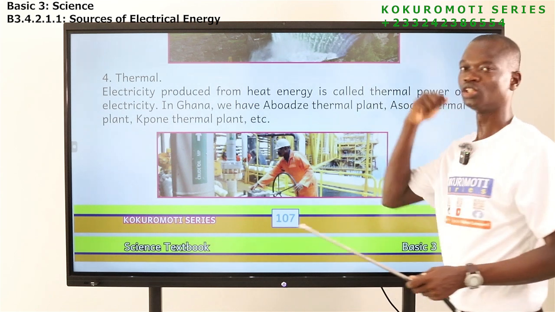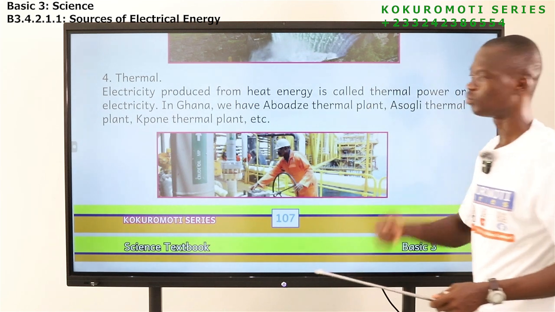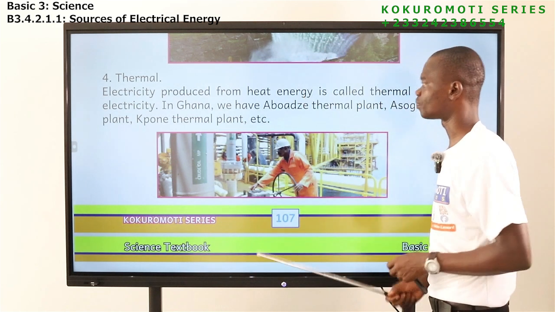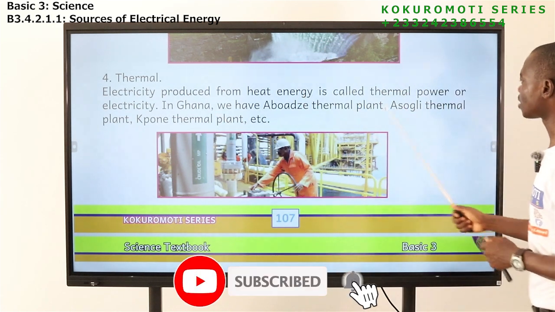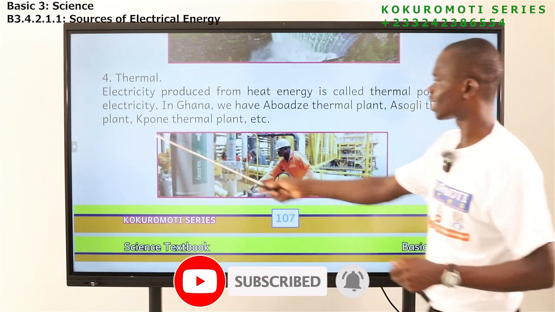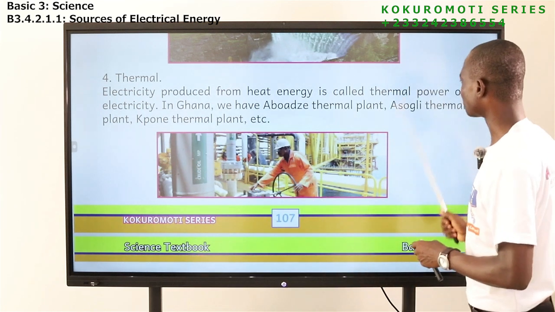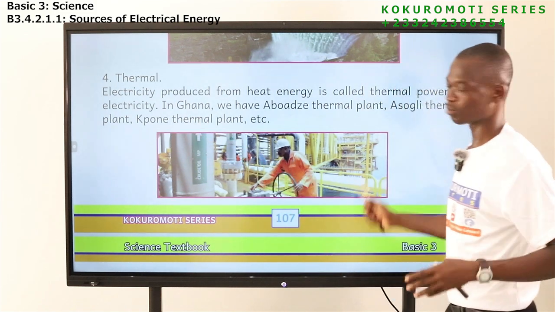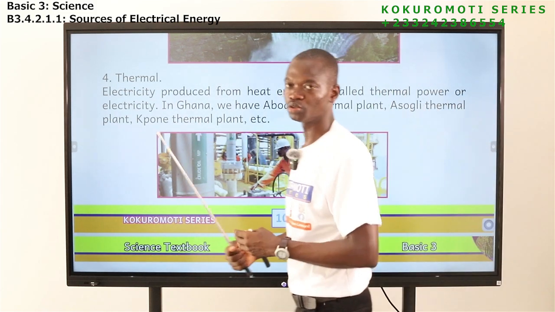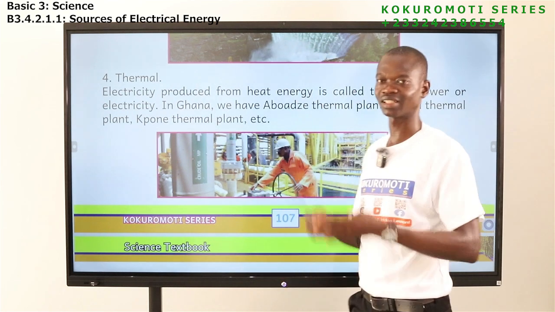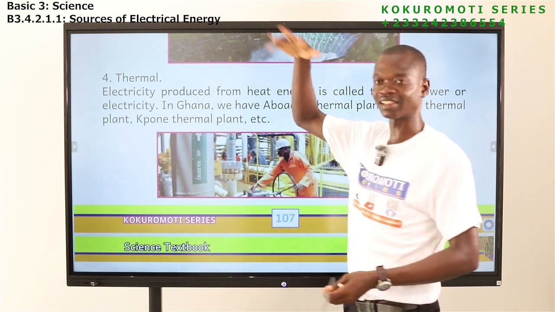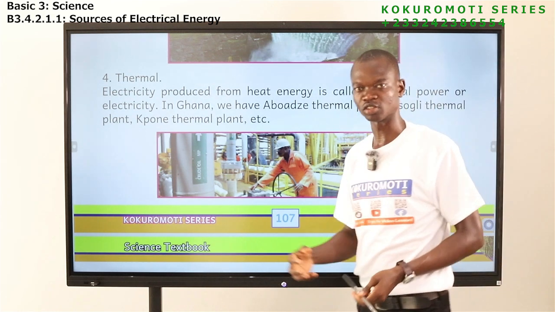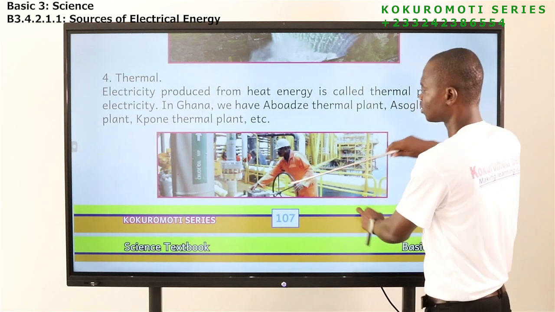So if you are able to use heat to produce electricity, we say that we have used thermal power, or thermal energy. In Ghana, we have Abuasi thermal plant, Asogli thermal plant, Boom thermal plant. These are places where we have these thermal plants, and these thermal plants are also used to produce or generate what? Electricity. In fact, they are all at different places, but we get this electricity all because of what? Electric wires.